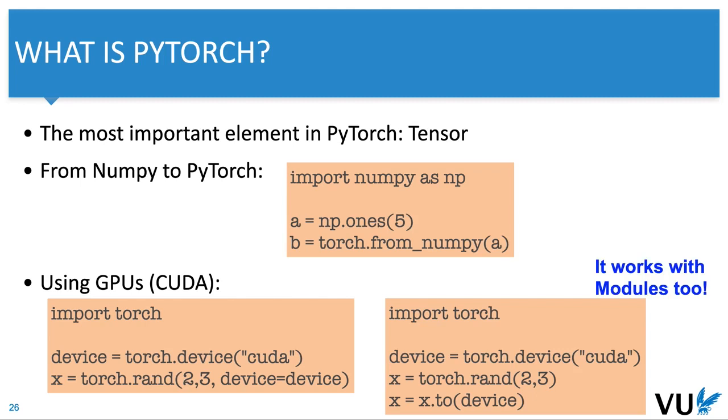And what is good is that it also works with modules. So when we create a model, a neural network, you can specify my_model.to(device), and if the device is CUDA, it will be passed to GPU, and all tensors inside will also be passed to GPU. So you don't need to do it manually for every single tensor.